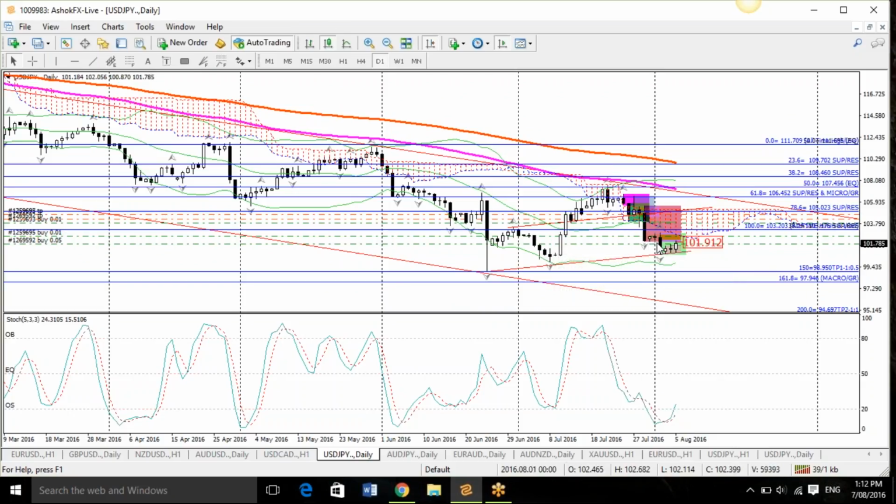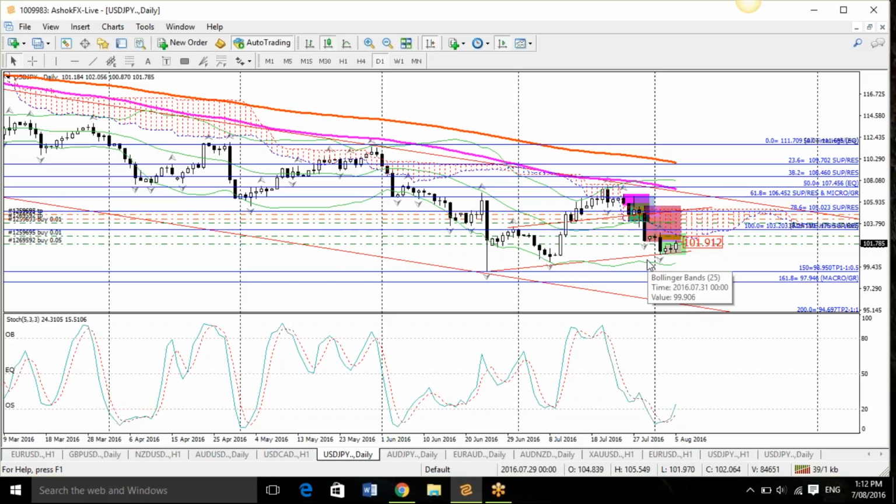So it has touched the support line. Now, if it is going to form a head and shoulder, then this candle would be moving to this resistance to form another shoulder. So we believe in this coming week or in the near term, dollar yen will strengthen. So this is the chart pattern.